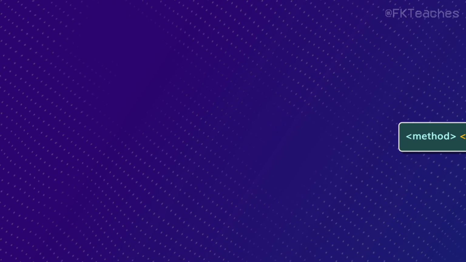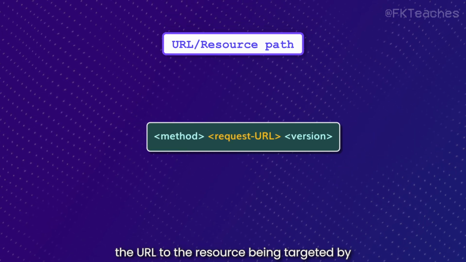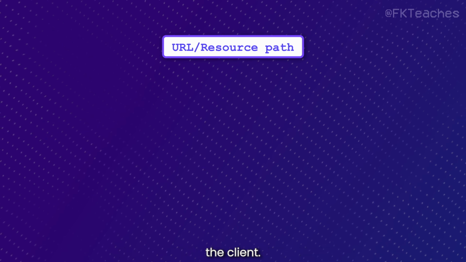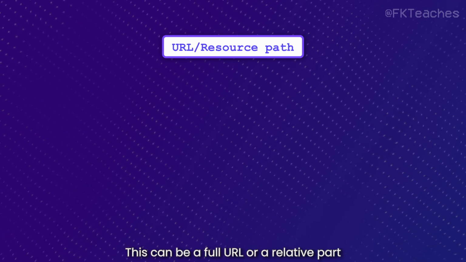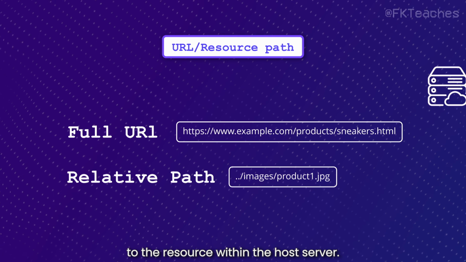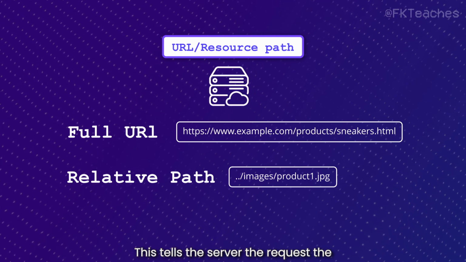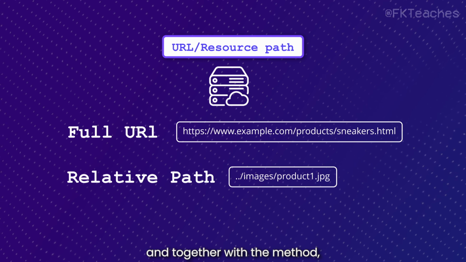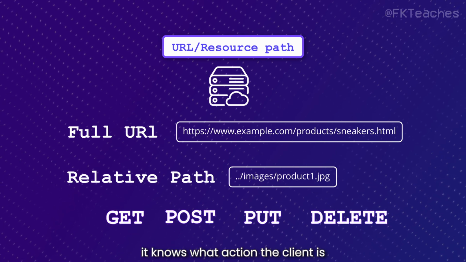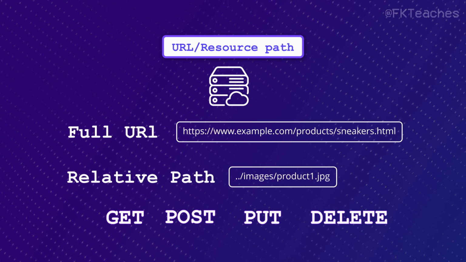Now back to the topic. Next on the request message start line is the URL to the resource being targeted by the client. This can be a full URL or a relative path to the resource within the host server. This tells the server the request the client is interested in, and together with the method, it knows what action the client is requesting to be performed on the resource.